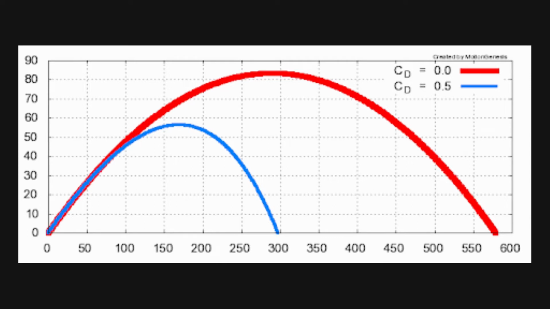But with air resistance, we notice that the curve of this travel is much more steep. Once we reach a certain point, it starts to fall off very fast. And this is because there's something else pushing against the object. And this is what we call air resistance. With air resistance in the equation, we can now calculate how our bullets will drop.